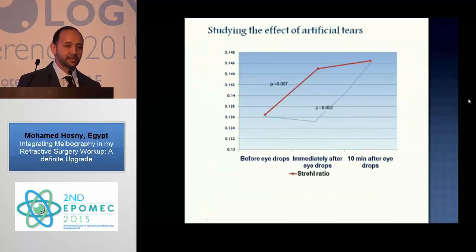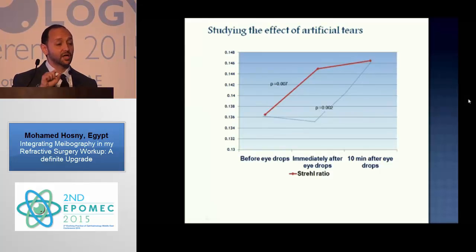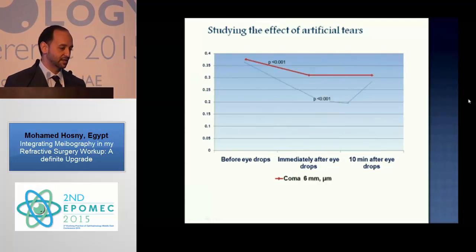This is a slide that shows you in these patients, when you put a drop of artificial tears, what happens. Immediately after eye drops, the Strehl ratio rockets upwards. And it even increases after a little bit, because as you put the eye drops, the tear film is not that stable, but it stabilizes within 10 seconds, not 10 minutes. Okay. This was a mistake in the slide. Again, this is the coma before putting eye drops and after putting eye drops.